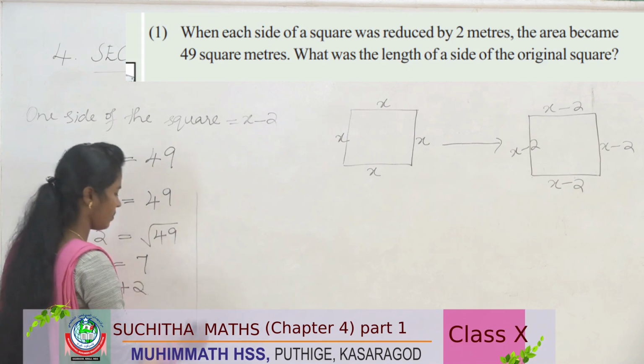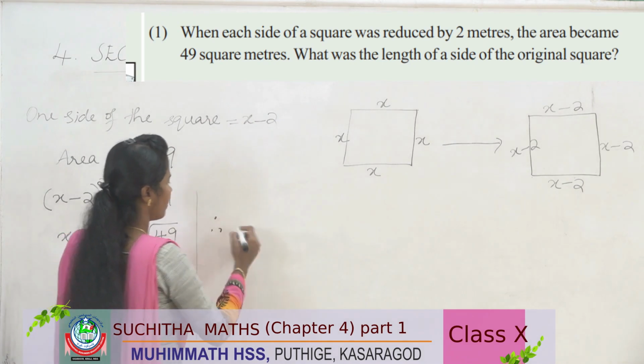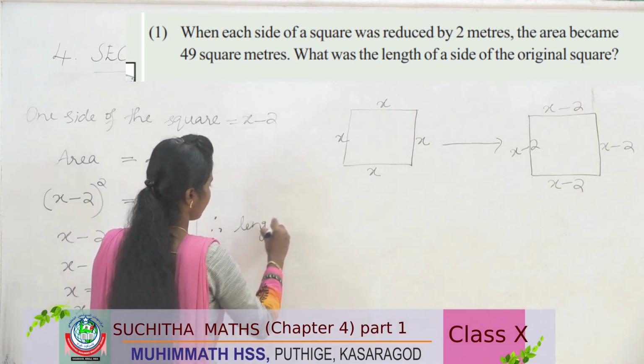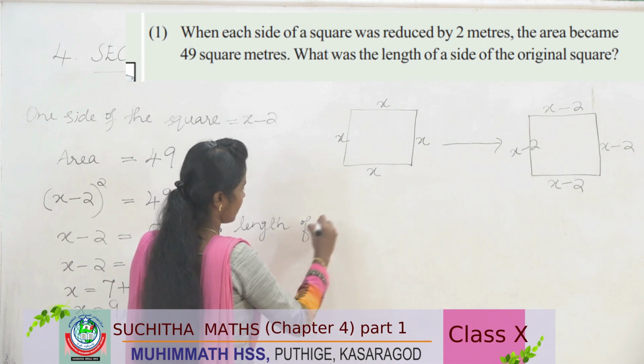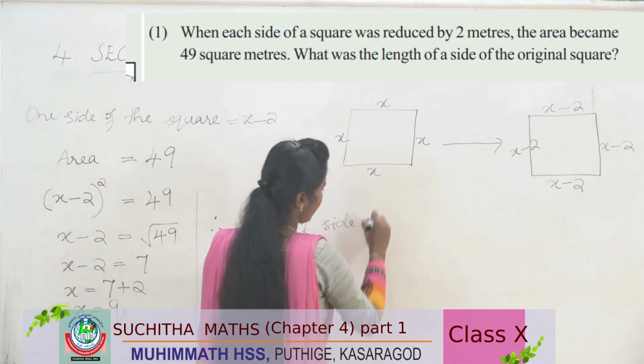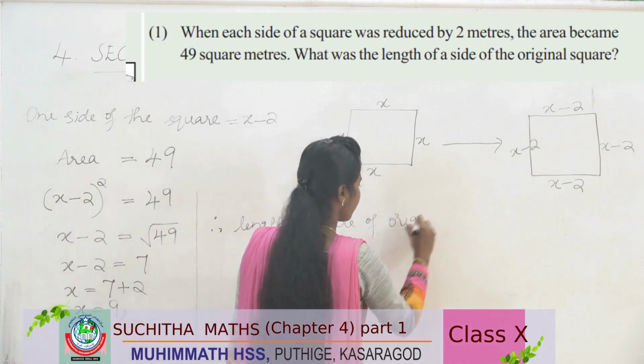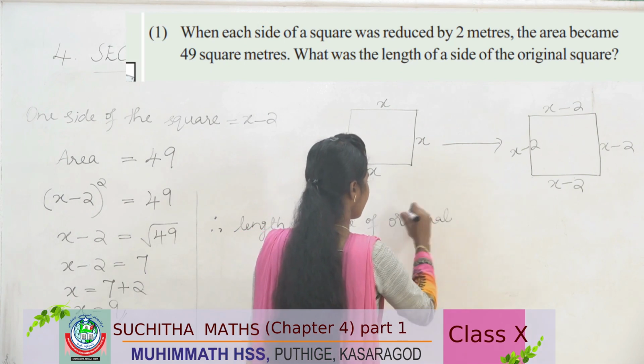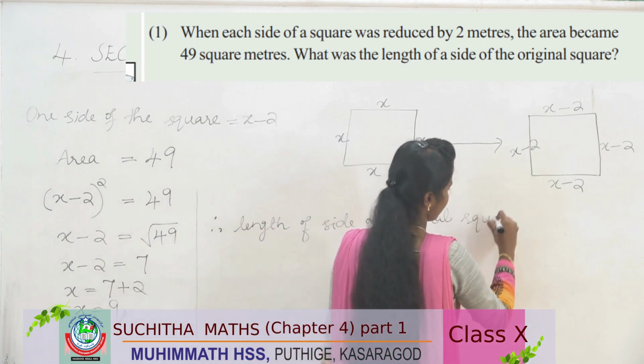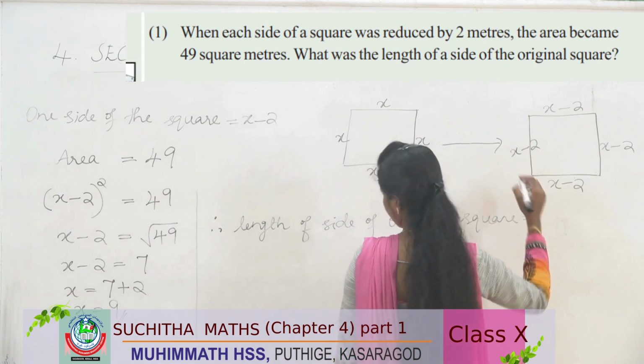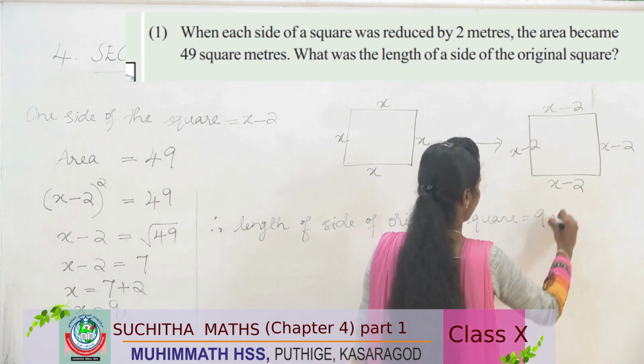Therefore the length of the side of the original square is 9 meter.